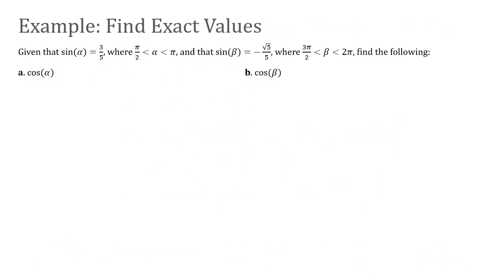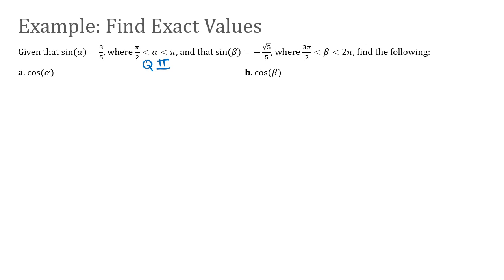Let's try another example. In this example, there's going to be 4 parts, and I'm putting the first 2 parts on this first slide, and then we'll hit the second ones in just a minute. We're given that the sine of an angle alpha is equal to 3/5, where alpha is between pi over 2 and pi. Now that's important information because that tells us that alpha is in quadrant 2, right? Alpha is in quadrant 2.